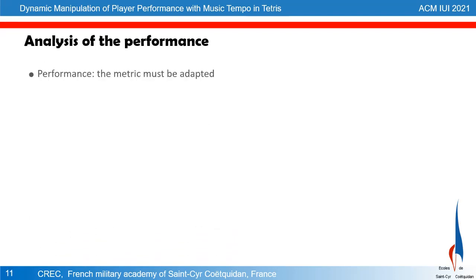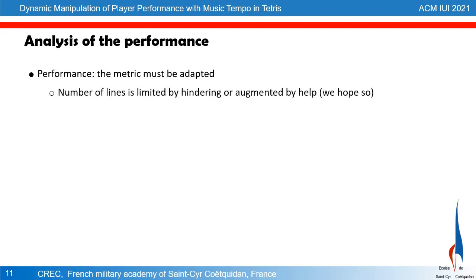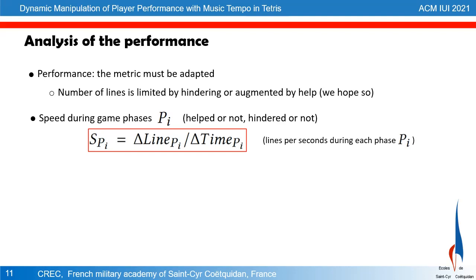As we manipulated the tempo dynamically to influence the player's performance, we cannot use the number of lines as a metric for performance anymore. A hindered player, since he makes more mistakes, will take longer to complete a line than another player. To check whether a significant difference in behavior could be detected between hindered and helped players, we also check the number of completed lines in relation to elapsed time, which is homogeneous to a speed. Nevertheless, the influence of acceleration of the game should be taken into account.